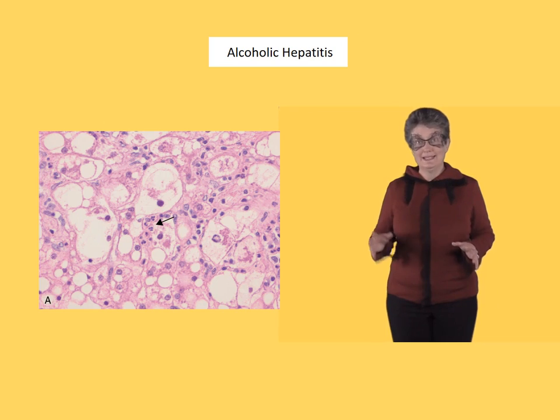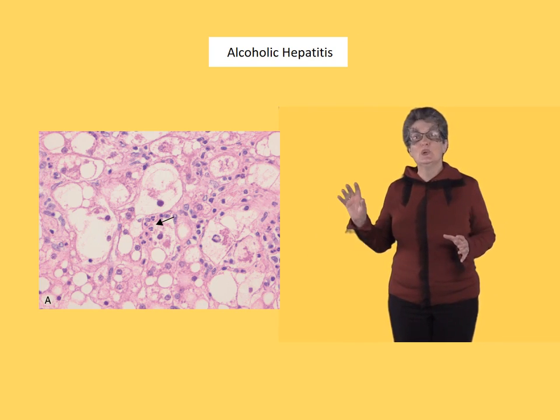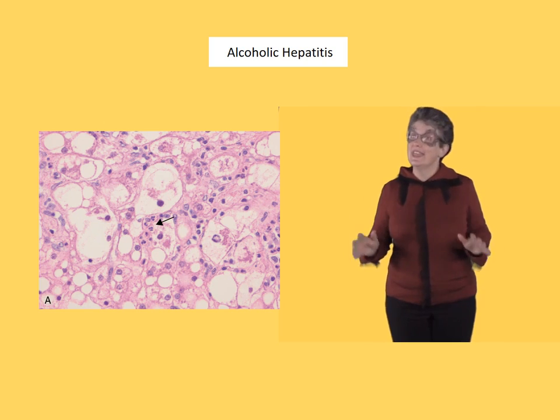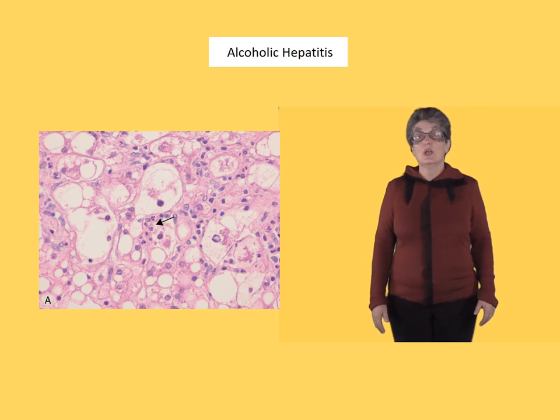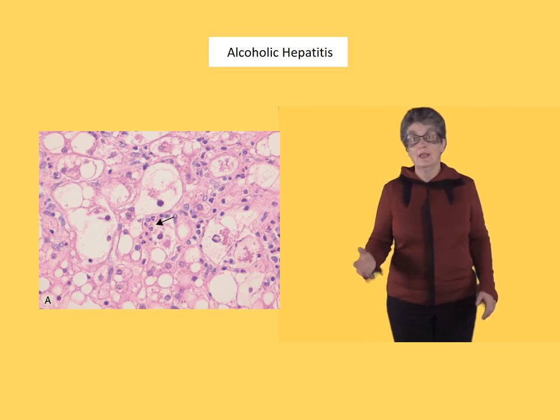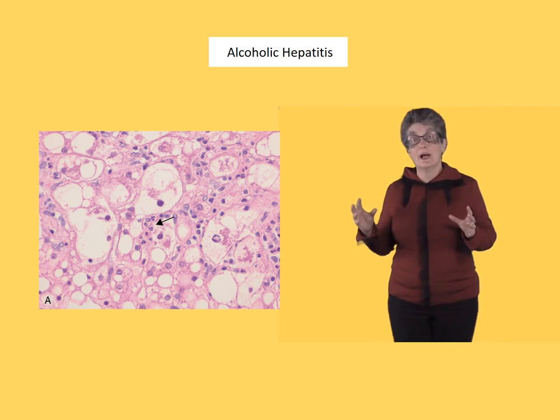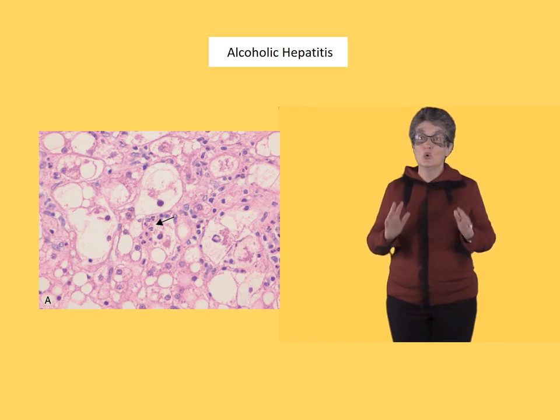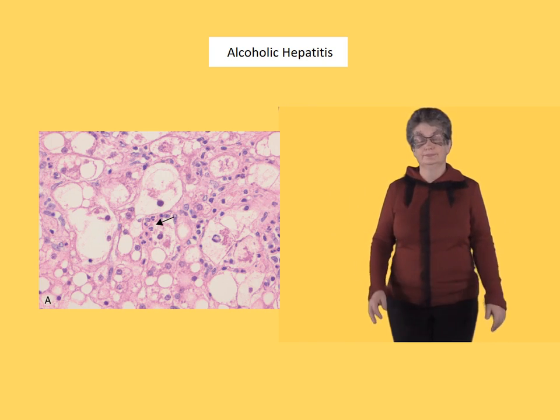This is what happens in alcoholic hepatitis. We have the fatty change. You can see the clear spaces, but in addition, we've got lots of little blue cells, and they're the lymphocytes. So the hepatic parenchyma is being infiltrated by lymphocytes, and they are surrounding the hepatocytes and causing them to die.